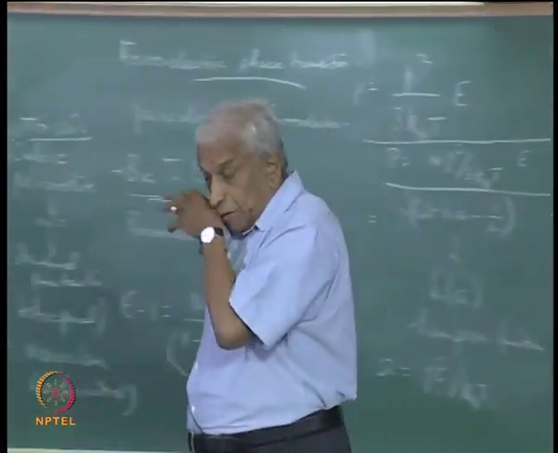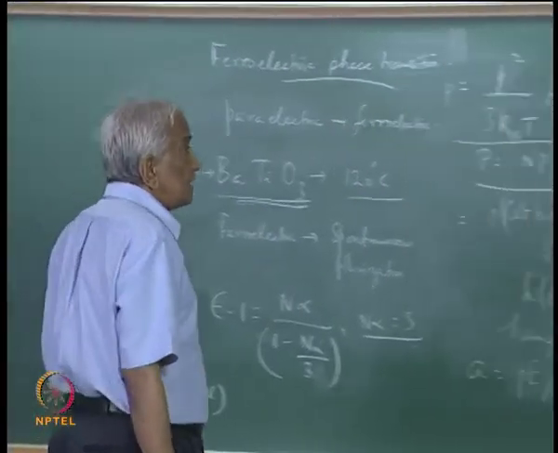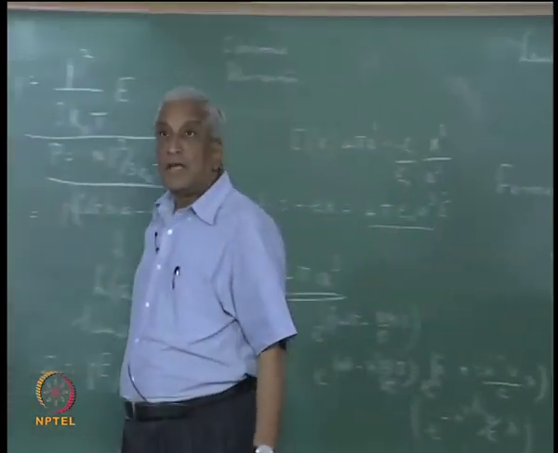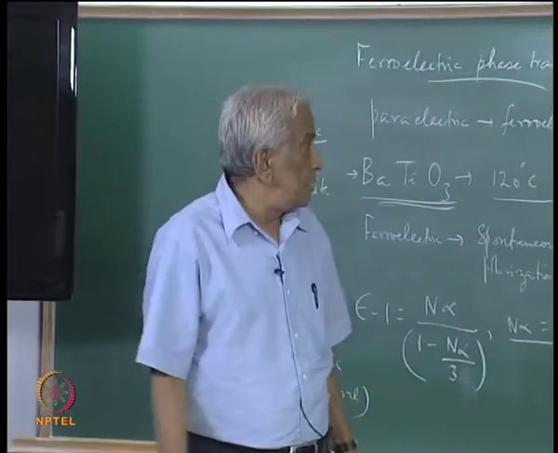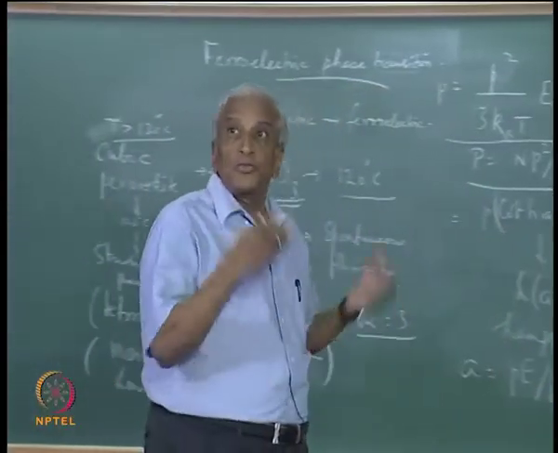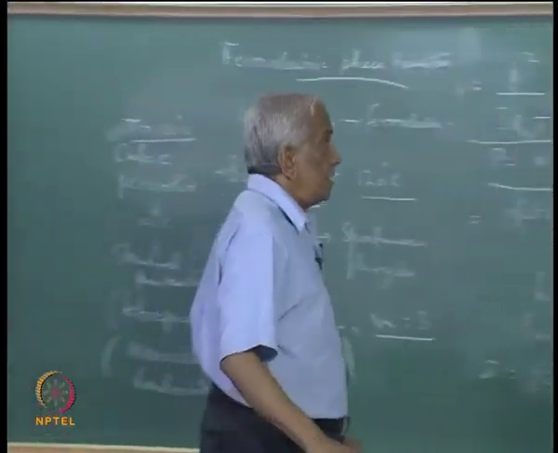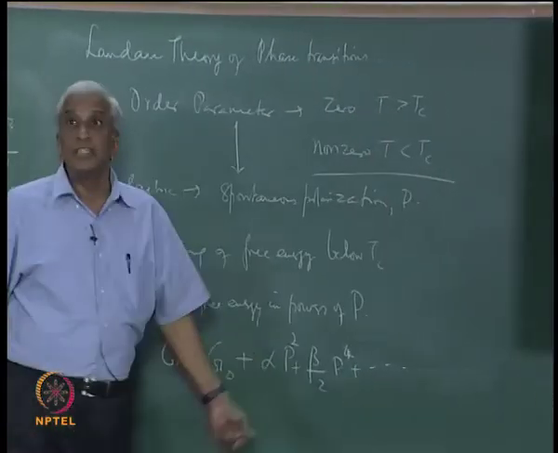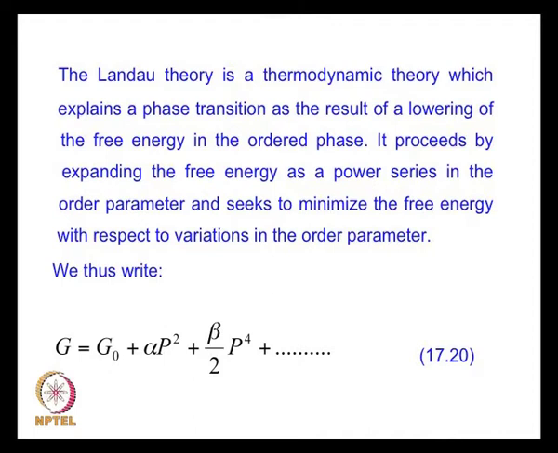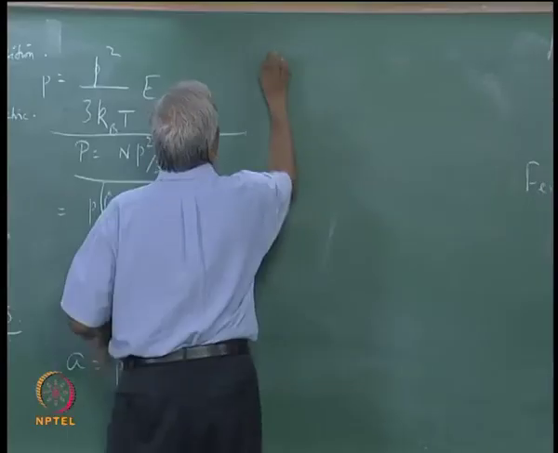do not exist because this paraelectric state has a center of symmetry, and therefore odd powers will vanish under the operation of the center of inversion. Therefore, only even powers p square, p to the power 4, etc. are there. Alpha, beta are constants which have to be determined by the minimization of the free energy. So, the entire exercise is to minimize this free energy with respect to variations in the order parameter.